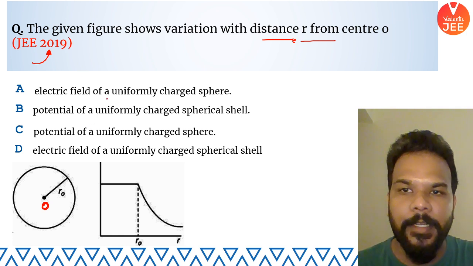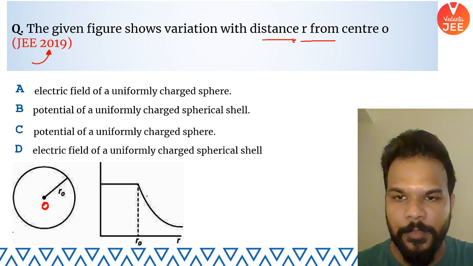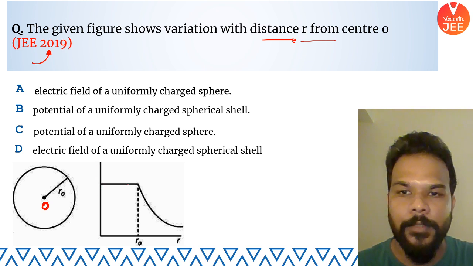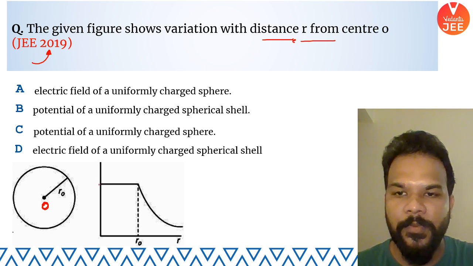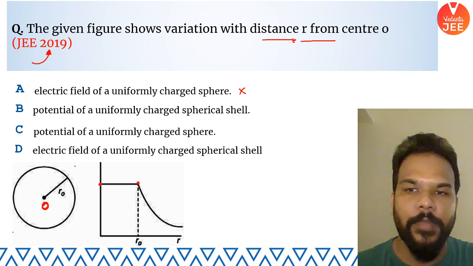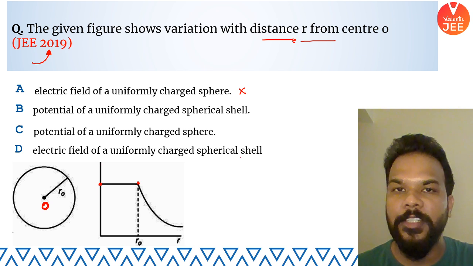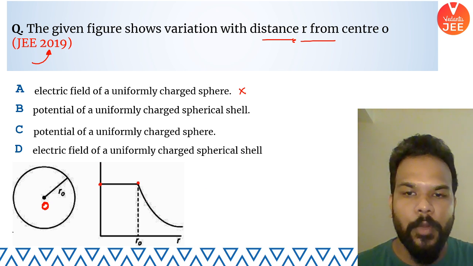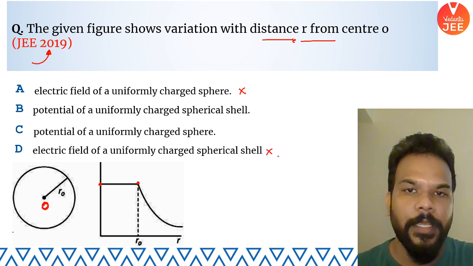Option A says that the electric field of a uniformly charged sphere is being represented on the y-axis. If this were the electric field, then the electric field does not remain constant inside the sphere, so obviously this cannot be the answer. Next, the electric field in option D: the electric field of a uniformly charged spherical shell. Outside looks good, but inside that value is 0. So again, this cannot be correct.